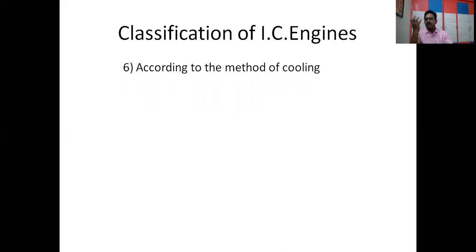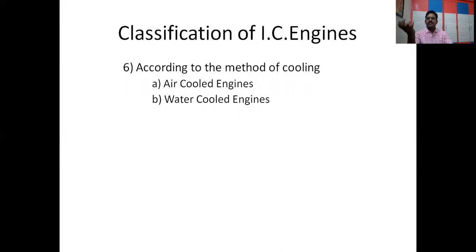So the engine has to be cooled. We have two types of cooling methods: one is air cooled and the second one is water cooled. Air cooled means the engine is directly subjected to the atmospheric air, so the engine will be cooled with the help of that atmospheric air only. Mostly all bikes and two-wheelers are air cooled ones.